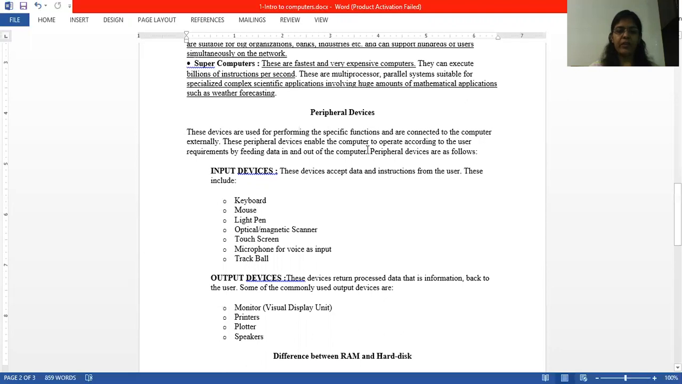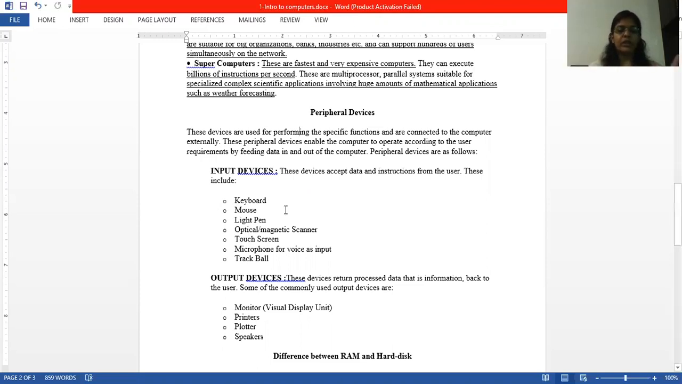Okay, so these are the peripheral devices which enable the computer to operate according to the user requirement. Peripheral devices are as follows: input devices and output devices. Input devices are the devices which are used to accept input from the users. By means of input devices, you can give input to the system. How can a computer understand what instructions you want to give? By the help of input devices, the computer can get instructions, and by the help of output devices, the computer shows you the result according to the instruction.